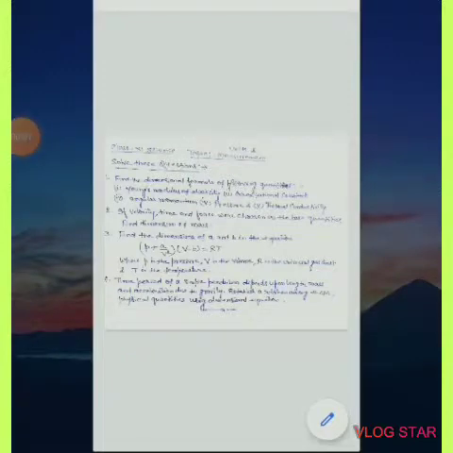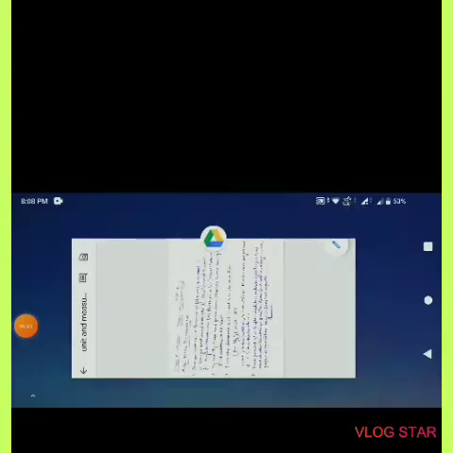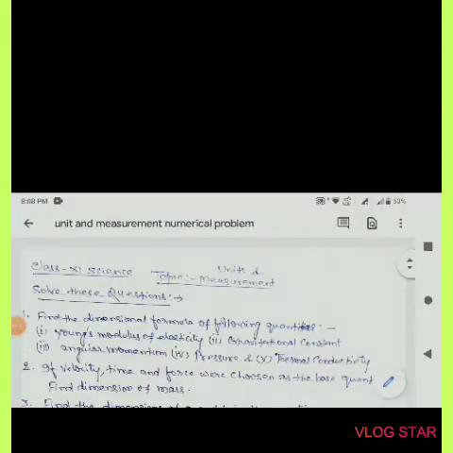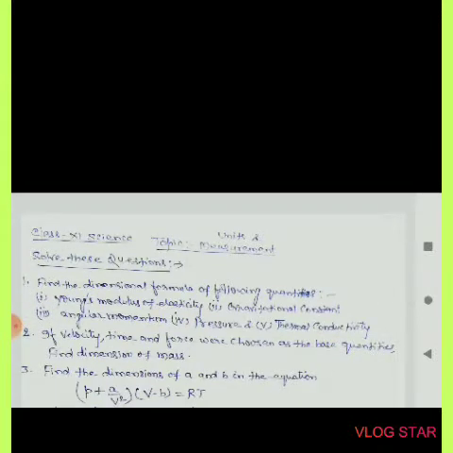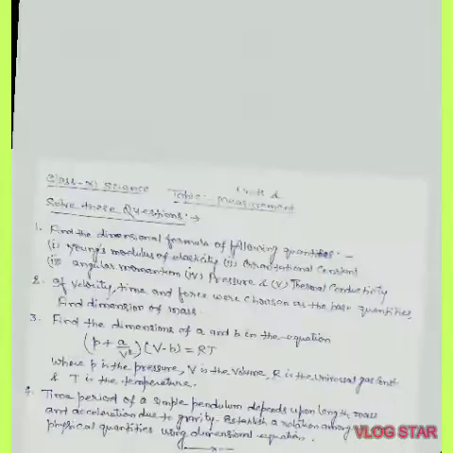Good morning. Today we are going to see some problems based on our study of the chapter units and measurement. Question one: find out the dimension formula of the following quantities: Young's modulus of elasticity, gravitational constant, angular momentum, pressure and thermal conductivity. See how we can solve this.